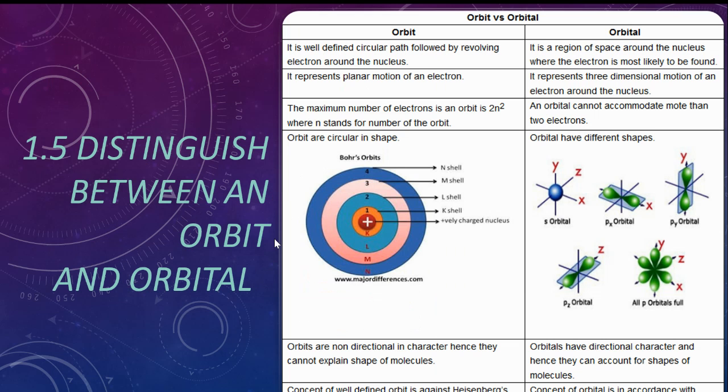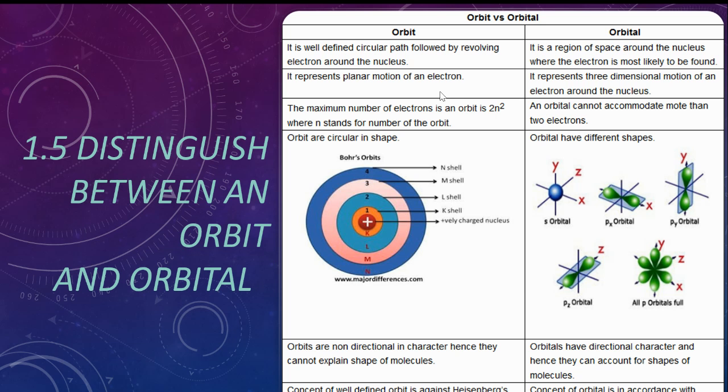Now let us see the difference between the orbit and the orbital. An orbit is a circular path around the nucleus. These are the concentric rings in which the electrons revolve. These were introduced by Niels Bohr, and these are nothing but the principal quantum numbers, so he named them 1, 2, 3, 4, 5. Whereas orbitals are the regions of space around the nucleus where the electron is most likely to be found. The probability of finding the electron is maximum.